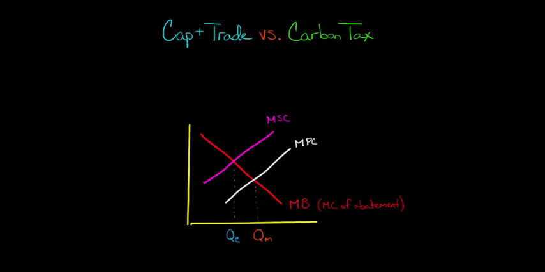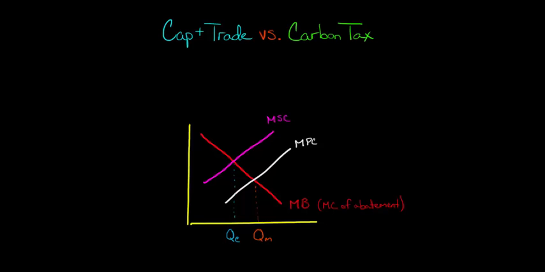In this video, we're going to discuss the difference between a cap and trade policy and a carbon tax. Both of these policies are intended to address a negative externality, a situation where, for a firm, the marginal private cost to the firm is lower than the marginal social cost of the carbon that it's producing. So there's a negative externality.